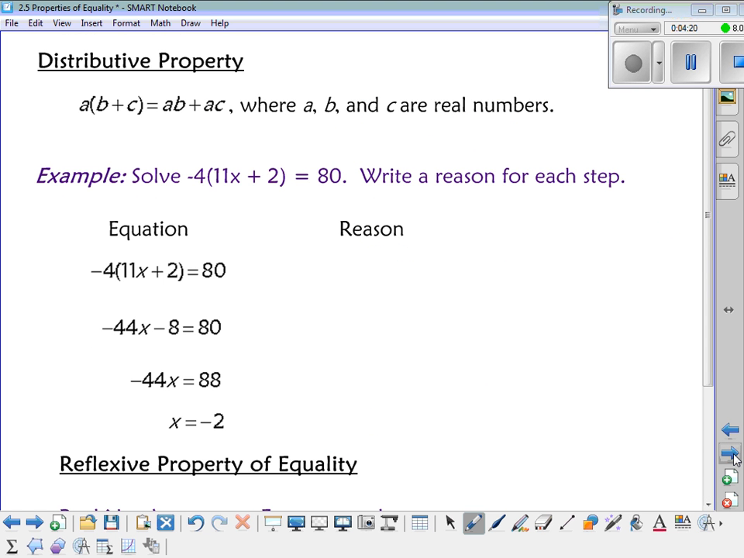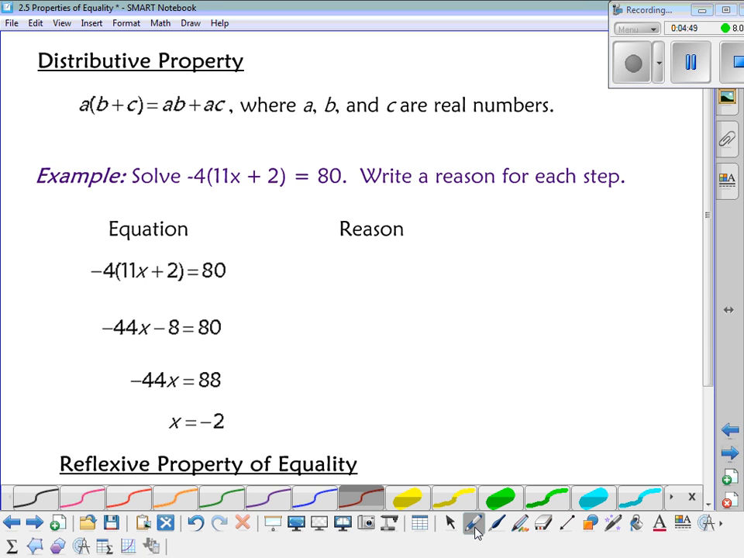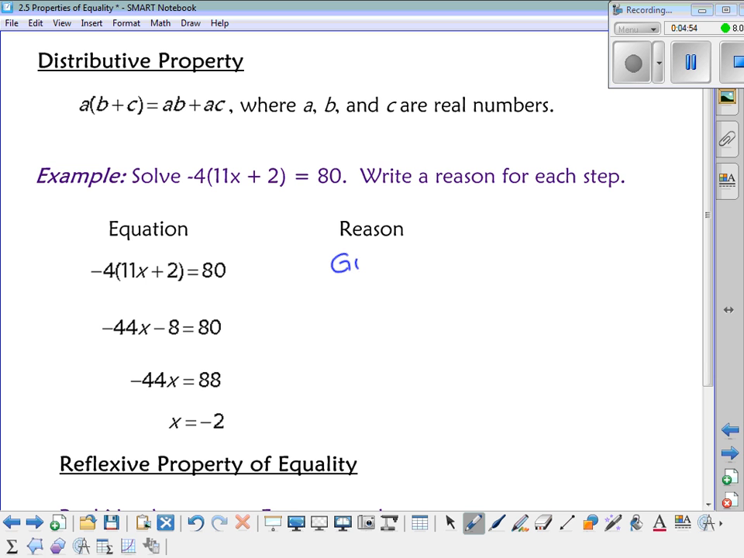Another property that you're going to use is the distributive property, and you've used it in the past in algebra. A times the quantity b plus c is equal to ab plus ac, where a, b, and c are real numbers. So, for example, we're going to solve negative 4 times the quantity 11x plus 2 is equal to 80, and we're going to write a reason for each step. And again, I'm going to write the reason after I do the operation. So my first step, I've got negative 4 times the quantity 11x plus 2 is equal to 80. My reason is just that it was given to me.